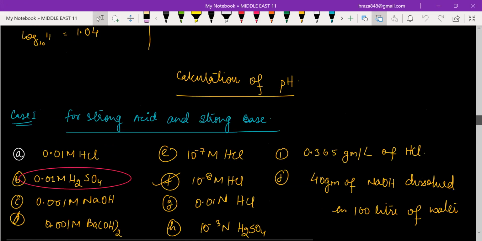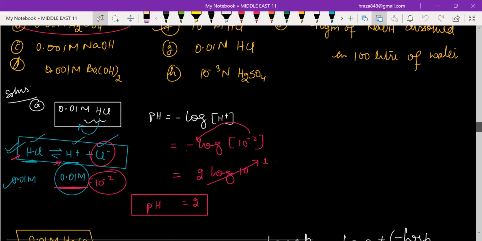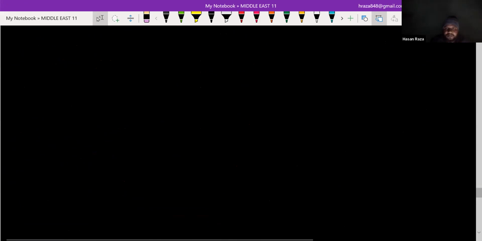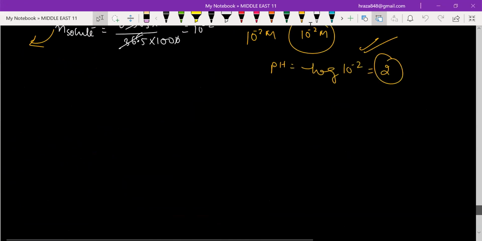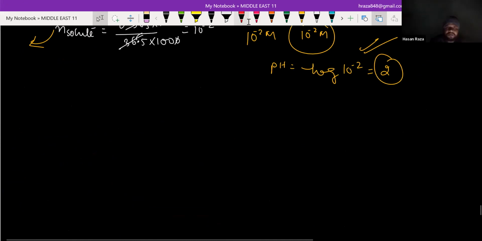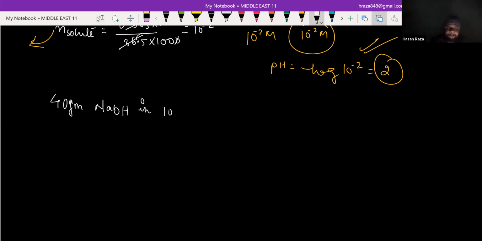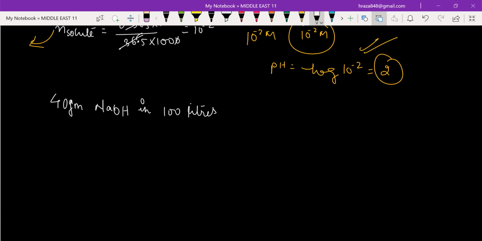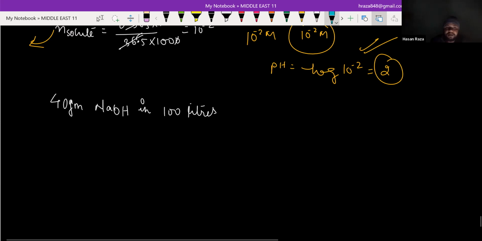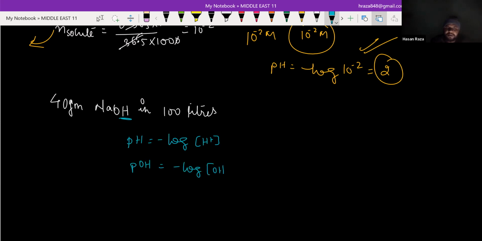Question J: 40 grams of NaOH is dissolved in 100 liter, right? Yes, sir. Just go with the concept. It is 40 gram NaOH in 100 liter. Now you have to calculate pH. pH has a formula, minus log of H plus. But here you are seeing OH, that is a base. So you will go for pOH, minus log OH minus, right?